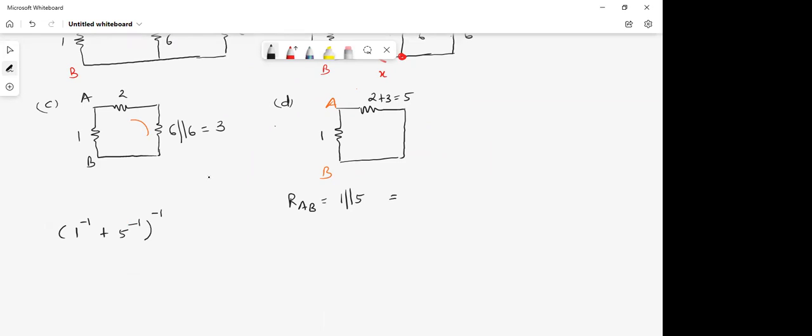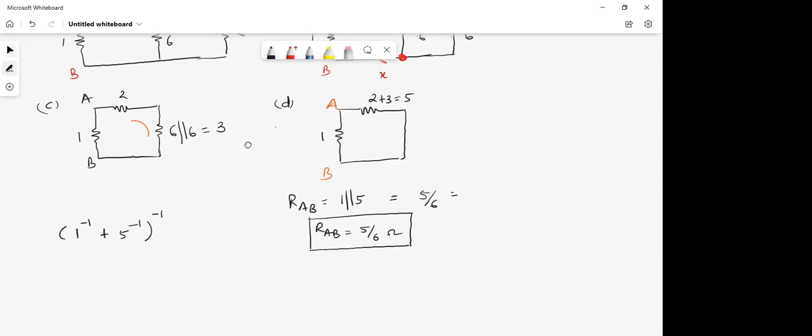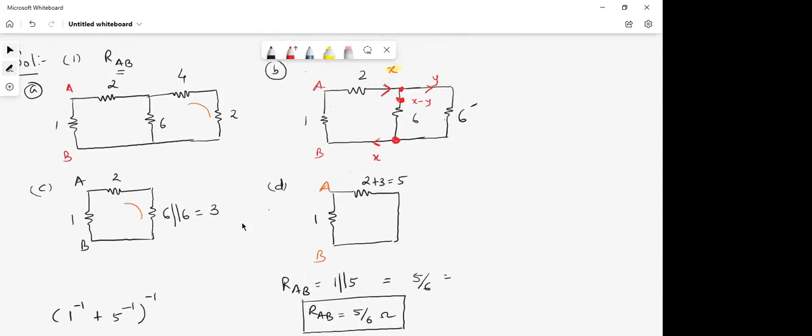5 by 6. 5 by 6. 0.83 bar. Yes, Shreya had given this answer. So RAB is 5 by 6 ohms. Always have the habit to highlight your answer. Complete this.